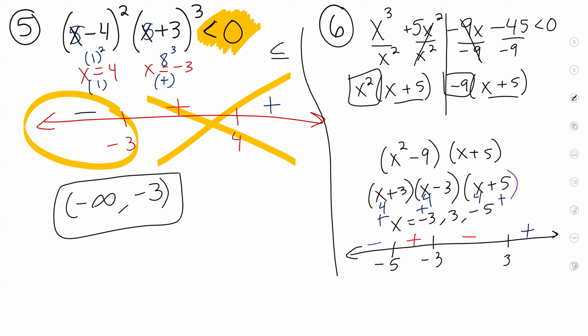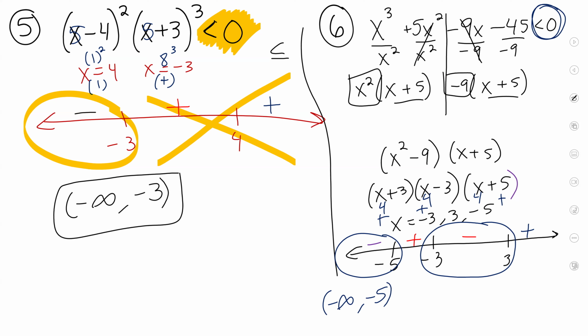So our original problem says to be less than 0. So which one of these are less than 0? Yep. And -3 to 3. Can we be equal to 0? Okay, so we're not going to equal these. We're going to use parentheses. So this will be negative infinity to -5 with the parenthesis because we cannot equal -5. -5, if you plug it in, you get 0. And -3 to 3, parenthesis, not a bracket.